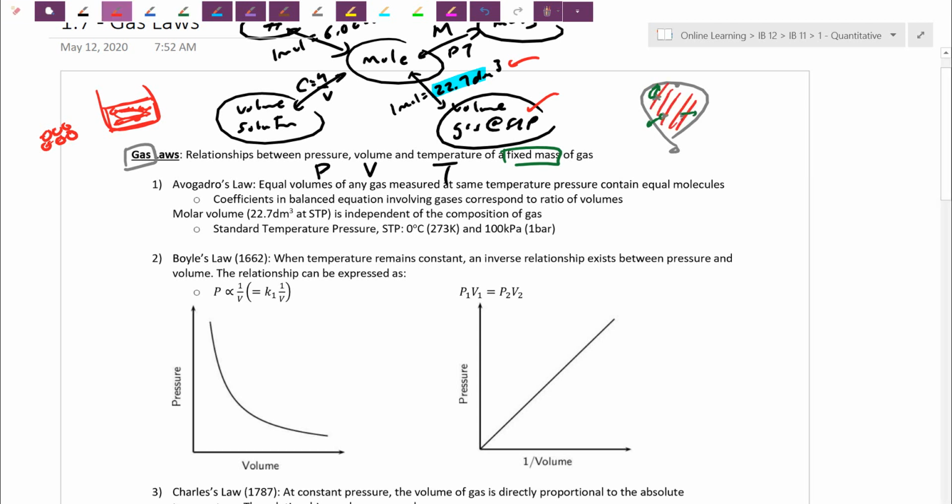Remember, for volume, I'm not interested in the volume of the particle itself. I know the particle is made out of elements, right? It has substance, it has matter to it here. I'm not looking at that volume. I'm looking at the volume of the total balloon as we're at this temperature.